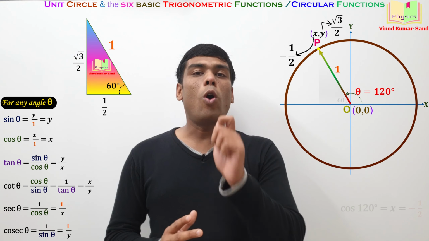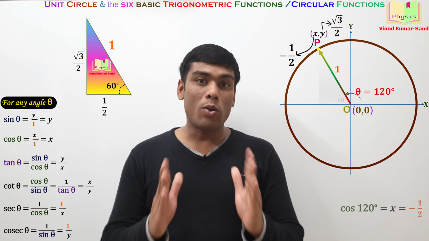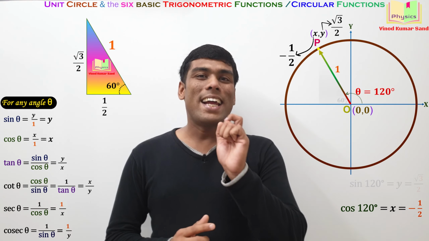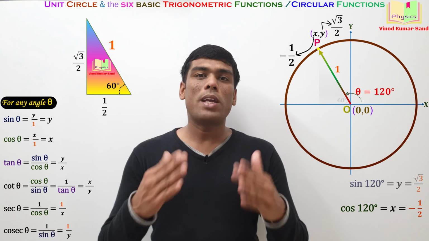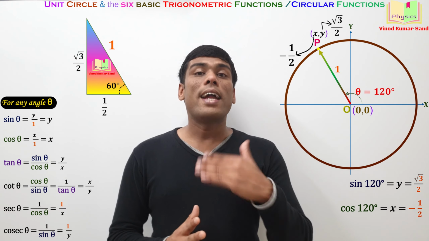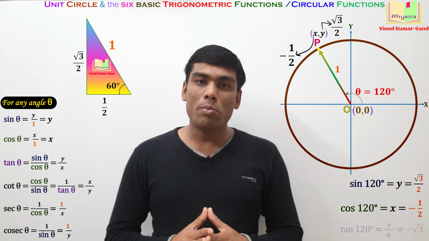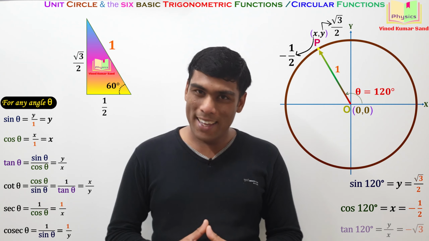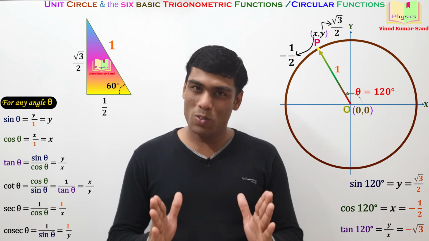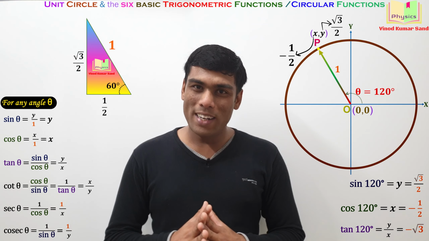So the cos 120 degree will be equal to the x coordinate, which is minus 1 by 2, and the sine 120 degree will be equal to the y coordinate, which is root 3 by 2, and the tan 120 degree will be equal to y coordinate by x coordinate, which will be equal to minus root 3. I hope you get it.